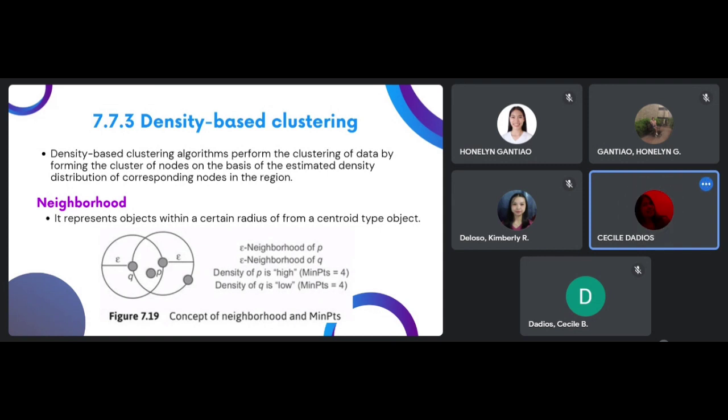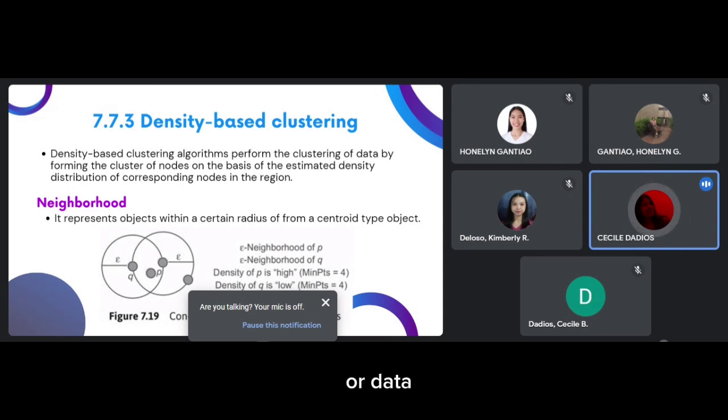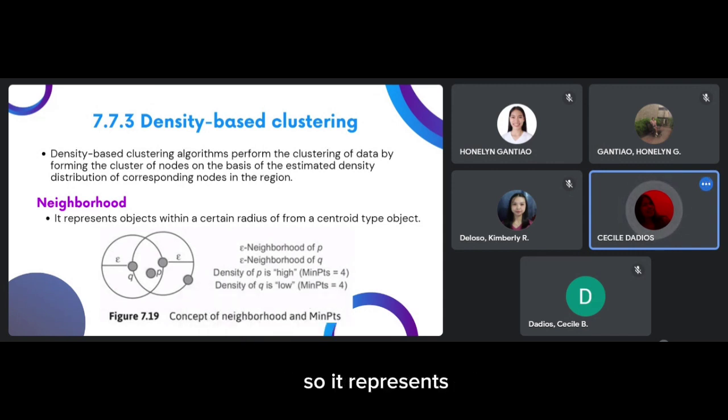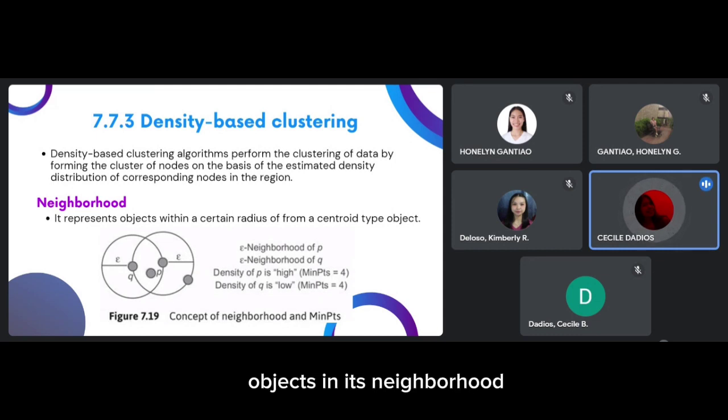So, neighborhood. Neighborhood is an important term used in DBSCAN, or density-based spatial clustering of applications with noise. It represents objects within a certain radius epsilon from a centroid type object. So, a high density neighborhood results if an object contains at least a minimum number of points of objects in its neighborhood, as shown in the figure.